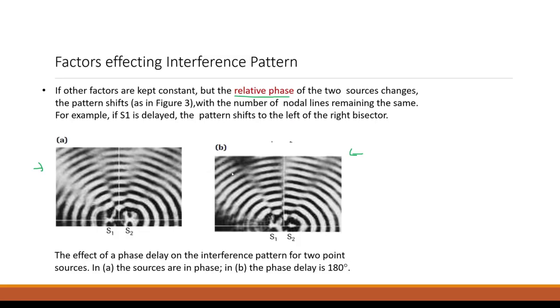So for example, if S1 is delayed, the pattern will shift to the left of the right bisector. So this is our right bisector, right? It bisects this line at a right angle. And so if this is our before, when they have the same relative phase.